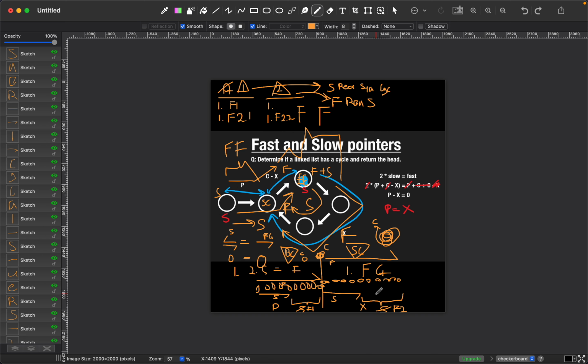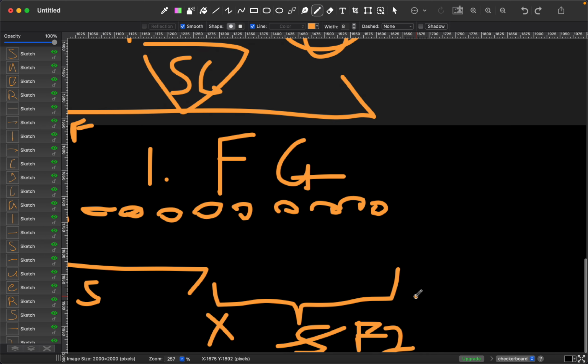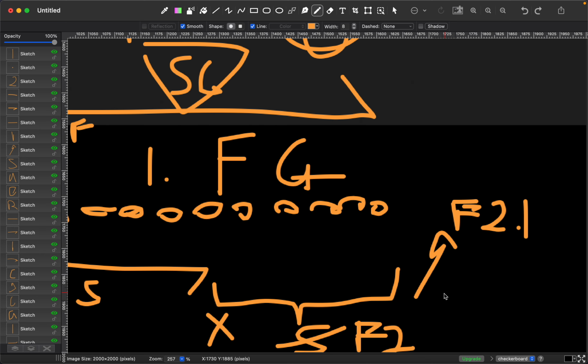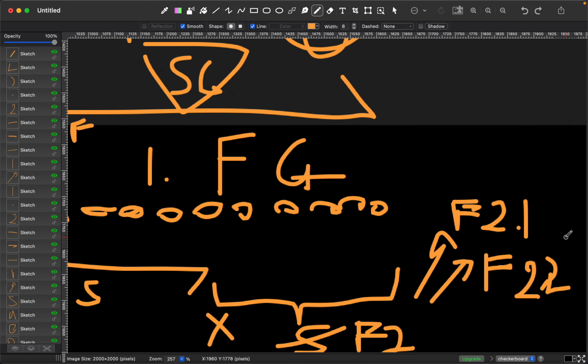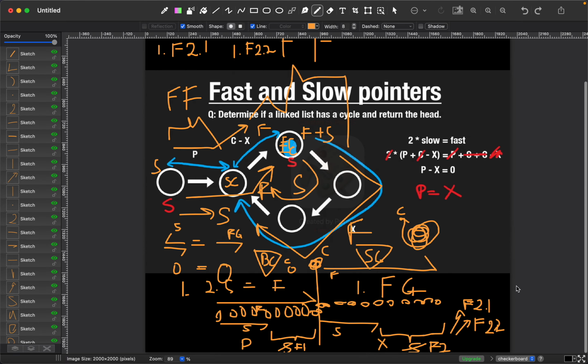F2.1 per se. So F2 I'll split into two categories per se, is that here there's a difference being created before the item reaches the cycle, and then after it reaches the cycle, which is F2.2. And this is gonna make us catch up to the S at this cycle.